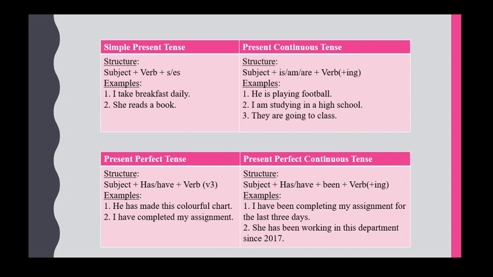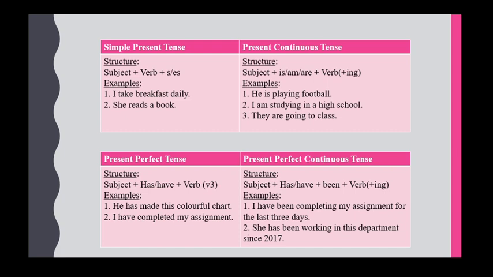The structure of the simple present tense is subject plus verb plus s or es. Let's take the examples. I take breakfast daily. She reads a book. Now there are some changes in the examples. I is always considered in grammar as plural, so I have written take. But if I have taken a singular pronoun, then it will become takes.